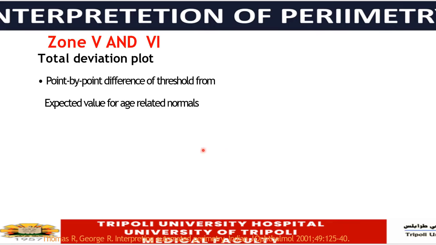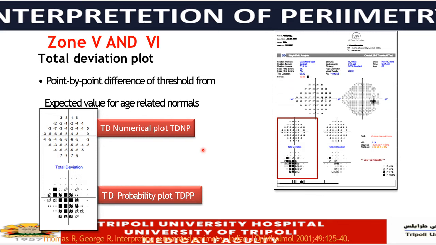Now for zone 5 and zone 6, we'll take them together because they are interrelated: the total deviation numerical plot and the total deviation probability plot. As you can see in this slide, these are zone 5 and zone 6. This is the total deviation numerical plot. What we mean by this plot is the difference between the patient's raw data that we have extracted from the machine and the normative data for his age. So we have normative data for the age of the patient, and we have the raw data extracted from the machine. The difference between these two gives you the total deviation numerical plot.